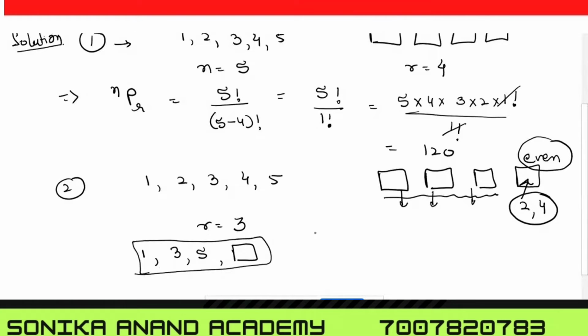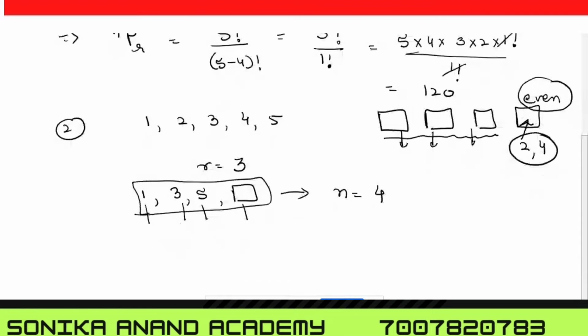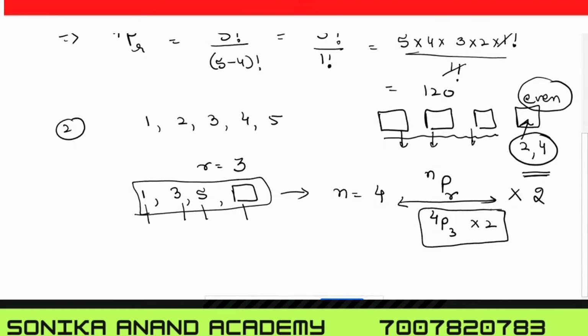It can be either 2 or 4. So how many choices are left? That is 4: 1, 2, 3 and 4. So for this place, I will write 2, and for this place, I will write in the form of permutation nPr, that is 4P3. Now, do you understand how I am using this formula or not?